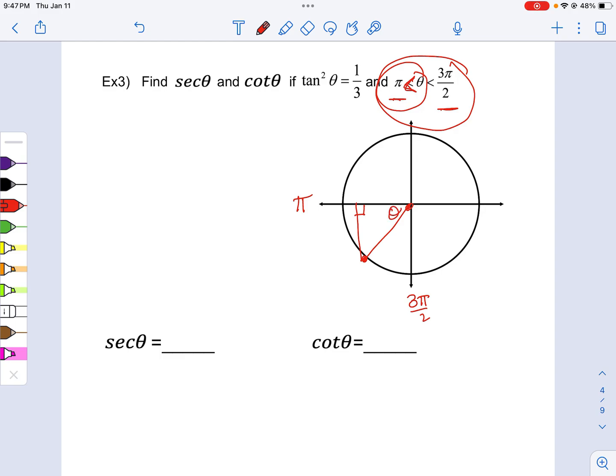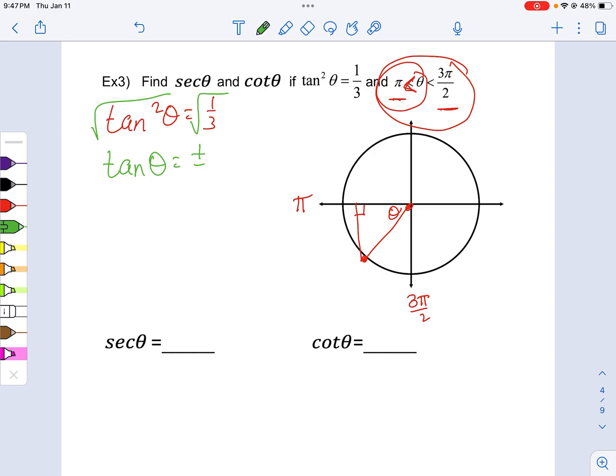So the downside here is we don't know just tangent. We were given tangent squared. So we need to do a little bit of work here. I've got to set tangent squared equal to 1/3, and I just want tangent. So that means I am going to have to square root both sides. So I get tangent of theta is equal to, don't forget when we square root both sides, you have to get plus or minus.